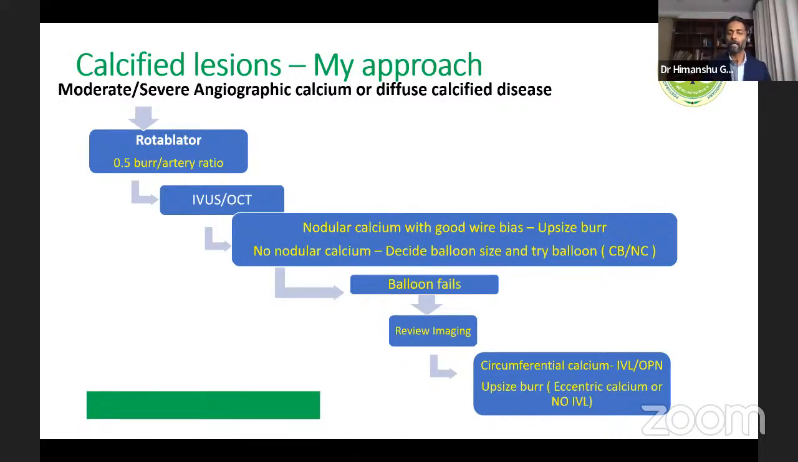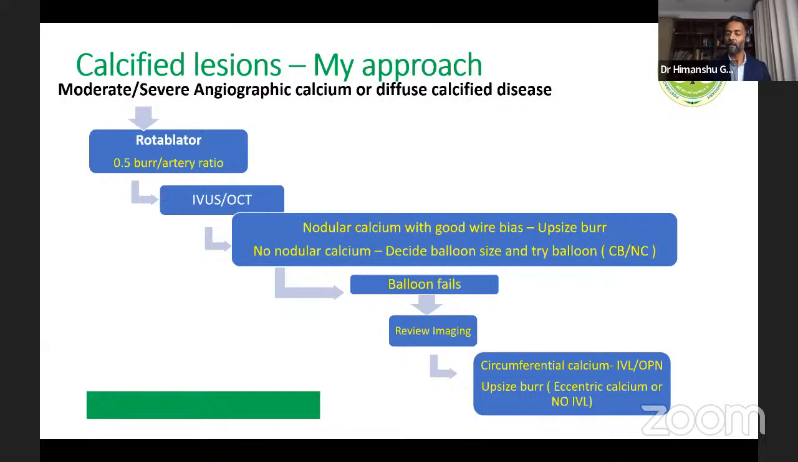If there is no nodular calcium on your imaging, then decide the balloon size according to the imaging catheter, and then try balloon, whether it is a cutting balloon or a non-compliant balloon. If the balloon works, cracks, it's fine, you are ready to stent. If the balloon does not work, review your imaging again. If there is circumferential calcium, and the IVL balloon is available, that is the best device, use IVL, after your initial rotablator and failure of a non-compliant balloon.